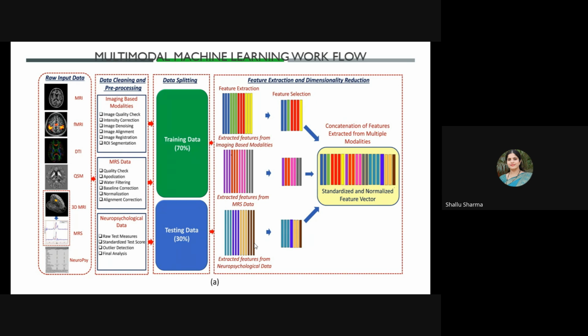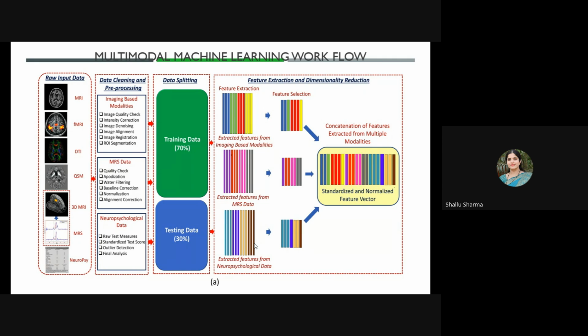Now, I just want to discuss the workflow for a machine learning model here. We have raw inputs from different modalities: MRI, fMRI, DTI, QFM. These are all modalities that measure some kind of information from the brain. Then the second component is data cleaning and pre-processing.